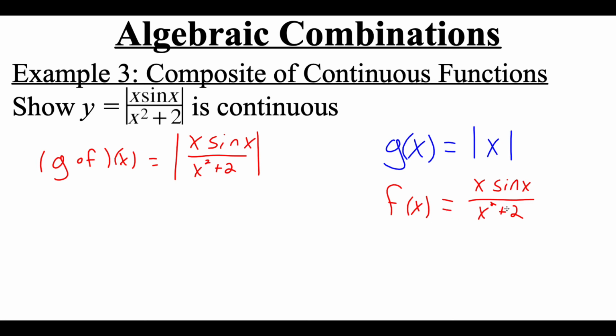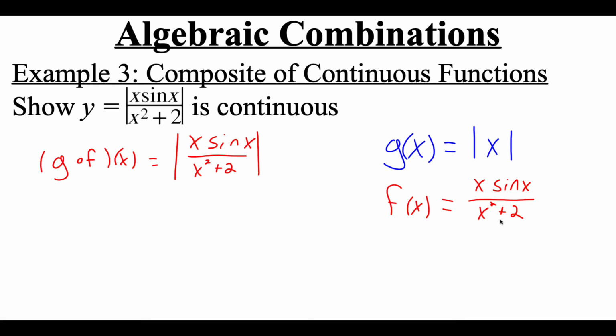Well, if we just look at kind of the numerator and denominator separately, having x times the sine of x, that would be a continuous function because there are no discontinuities. There's really no domain issues there that we would have to worry about as far as that x value. And also that x squared plus 2 on the denominator, that's going to be a continuous function because that's just the graph of a parabola, so we can plug in any x value we want there.